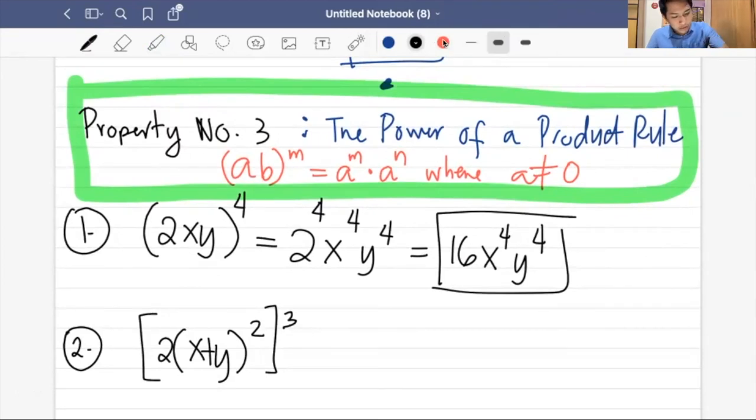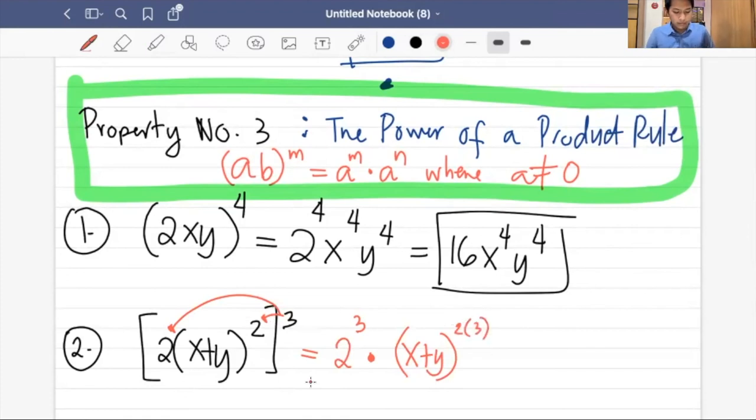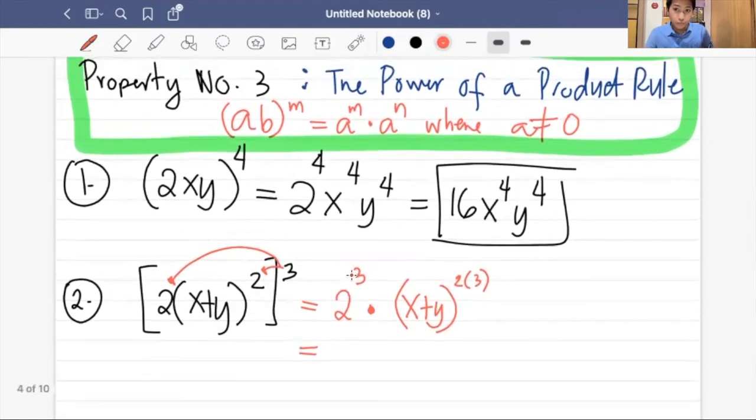So the first thing that we're going to do here is to distribute the 3 to 2. And of course, we're going to multiply this 3 to 2 here. So we have 2 cube times x plus y, 2 times 3, which is 2 times 3. This is equal to 2 times 2, 4 times 2, 8, times the quantity of x plus y to the 6. Can you follow, class? Can you follow? So 8 times the quantity of x plus y to the 6. That is our final answer.